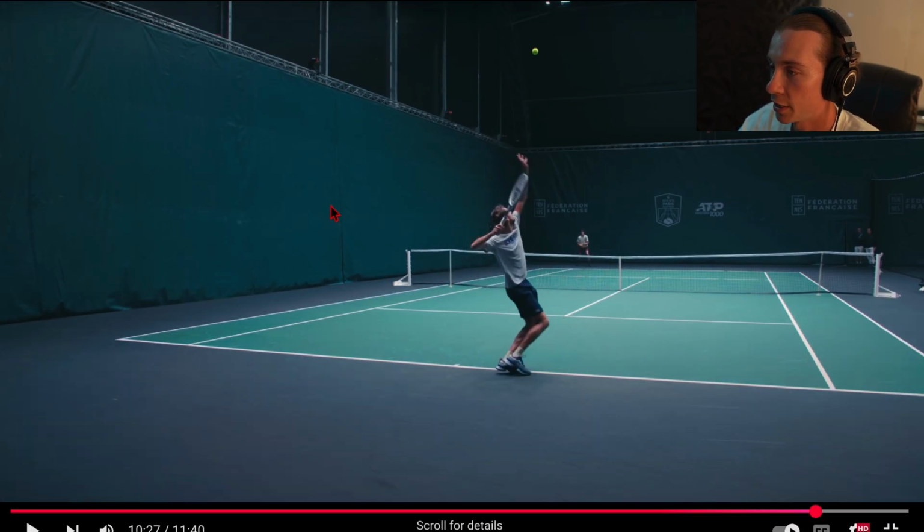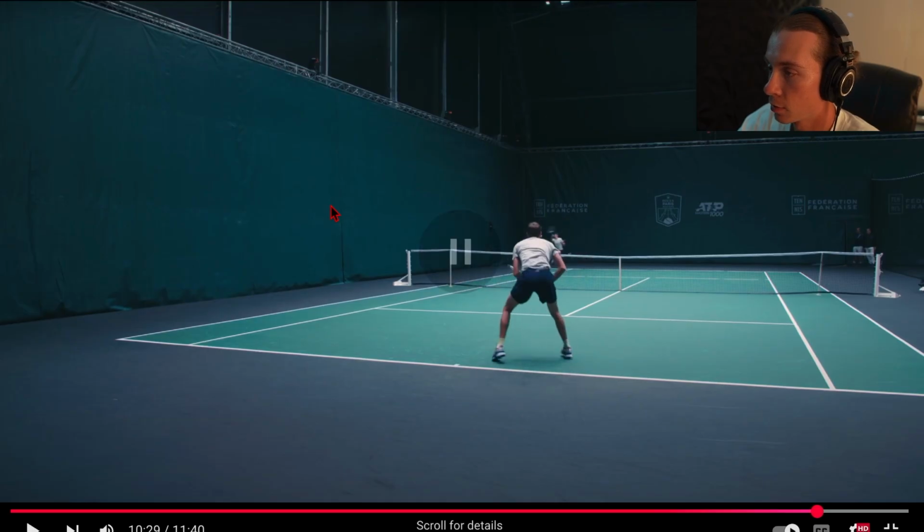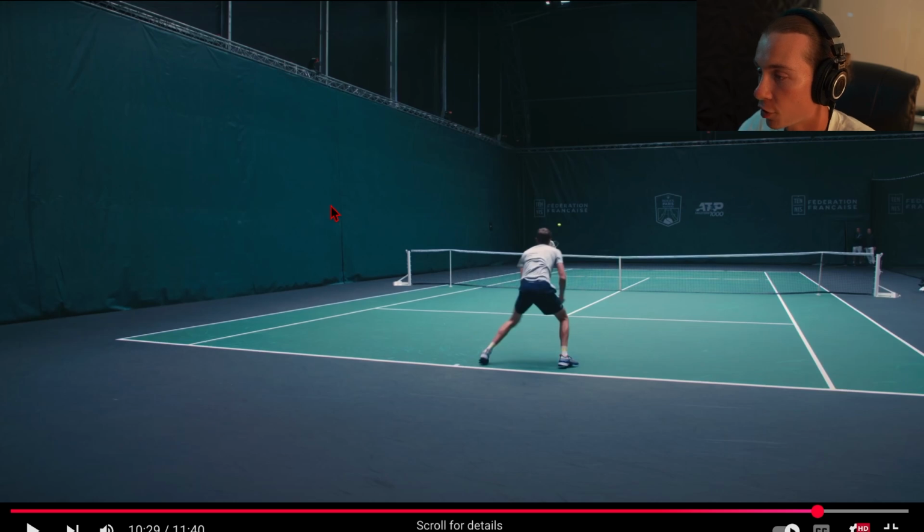So Medvedev goes slice serve. Good split step. Great wide stance. Look at how far apart his knees are. His knees are very far apart. You can copy that.